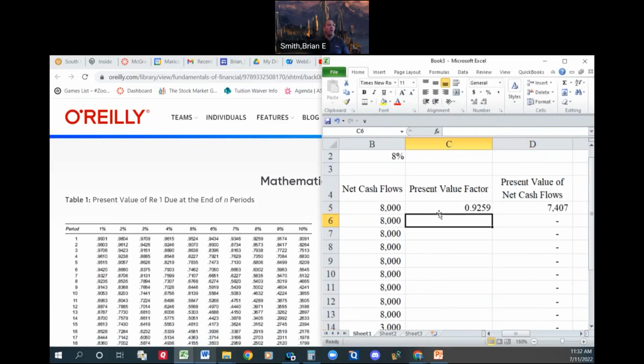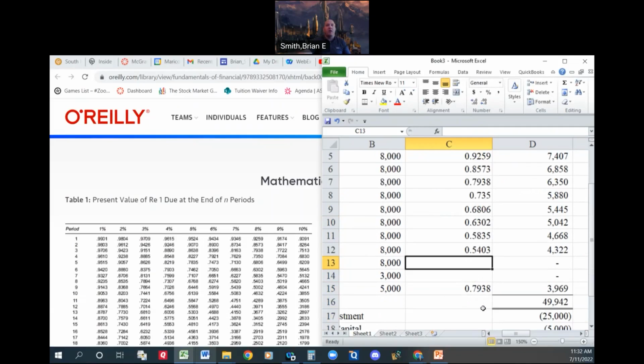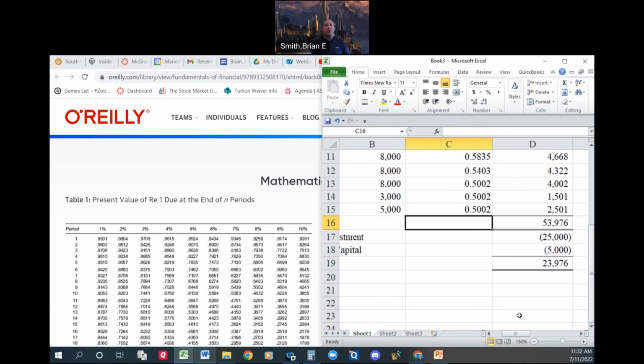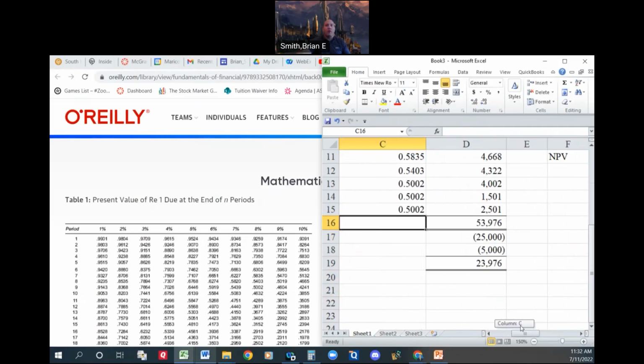0.9259, 0.8573, 0.7938, 0.7350, 0.6806, 0.6302, 0.5835, 0.5403, and then this should be your 9: 0.5002, 0.5002, 0.5002. Okay, let's look at this. 23,976, 23,977. It's a rounding error.